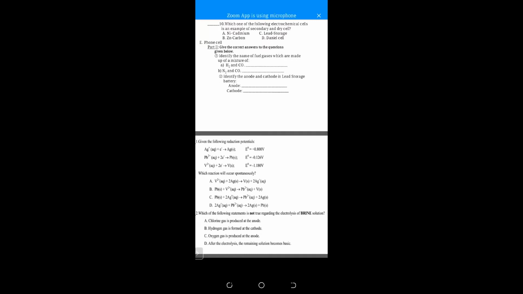Okay. Number 2, identify the anode and cathode in lead storage battery. The car battery is known as lead storage battery because it uses lead components as anode and cathode. The anode is Pb metal and the cathode is PbO2.